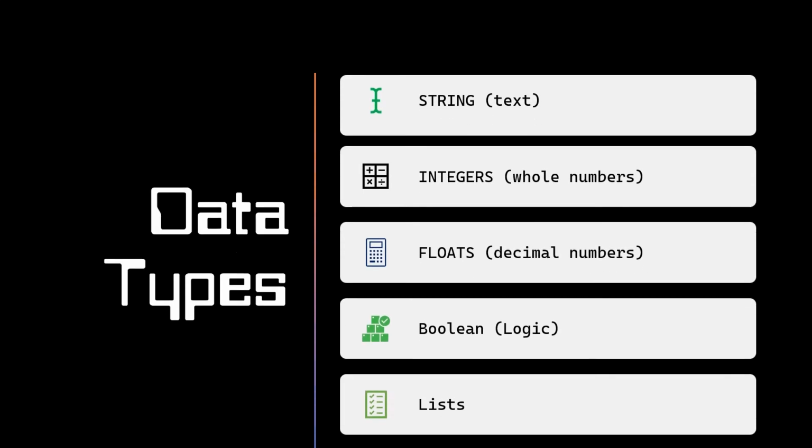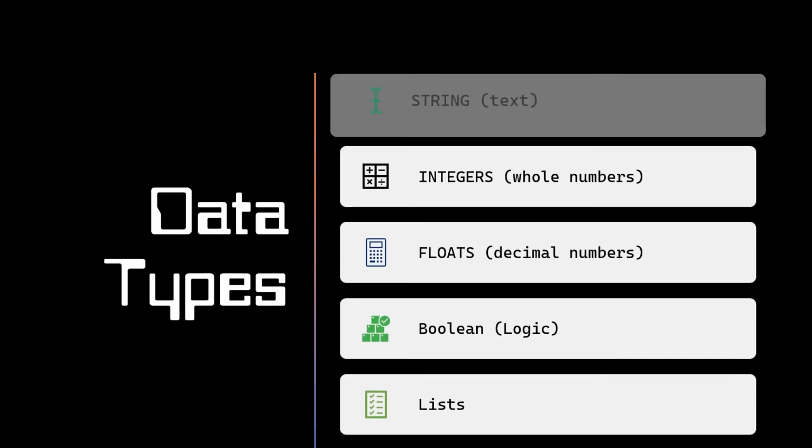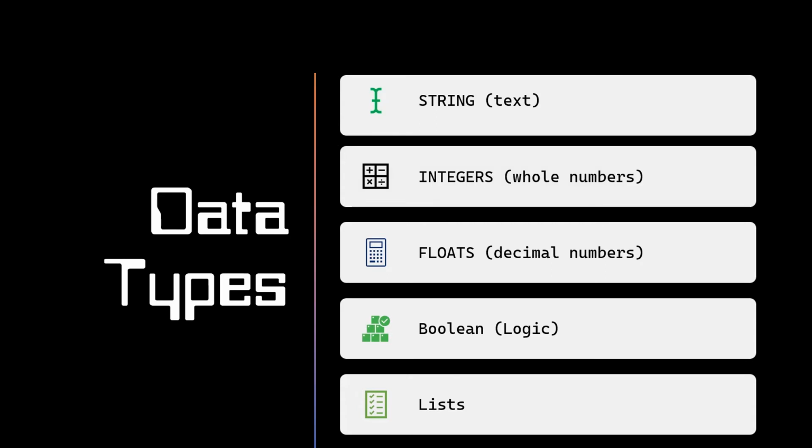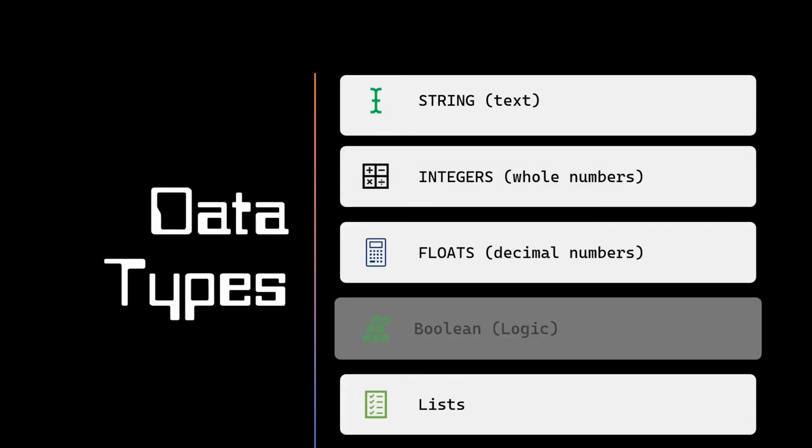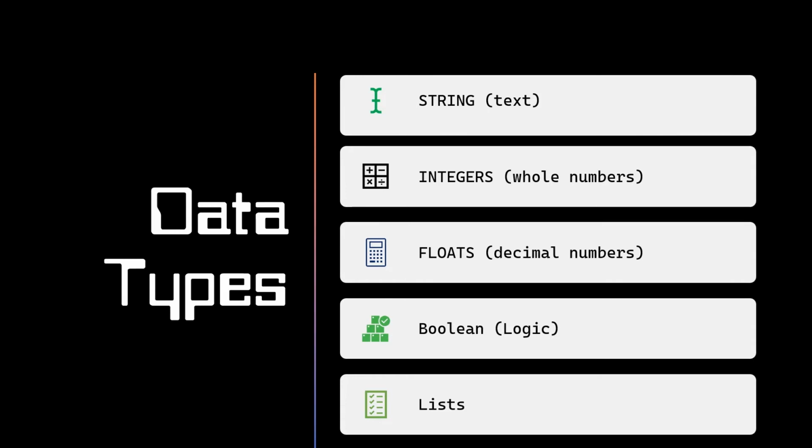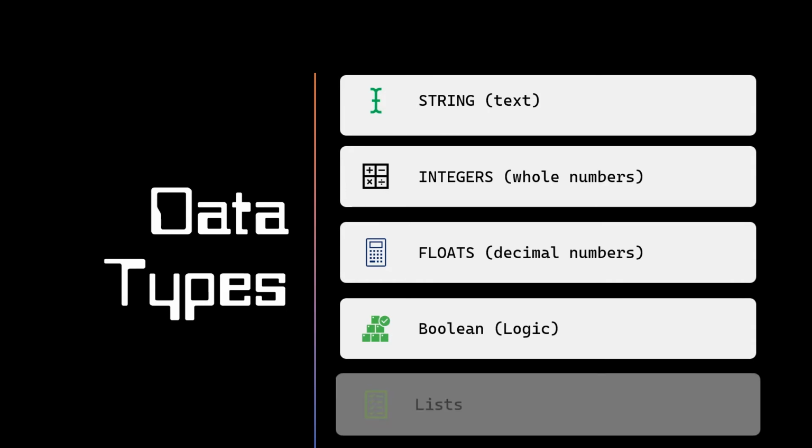Some of the data types in Python which we'll look at include strings or text, integers or whole numbers, floats or decimal numbers, boolean or logic, in other words true, false, or yes and no, and lists.